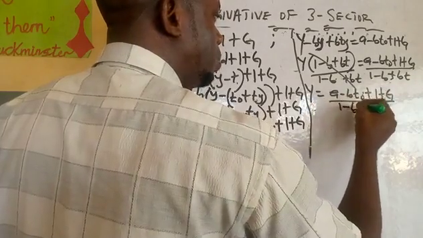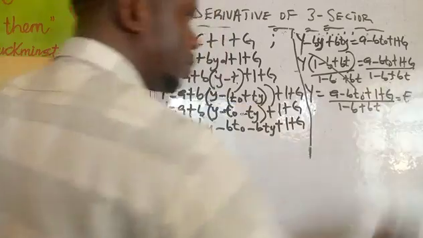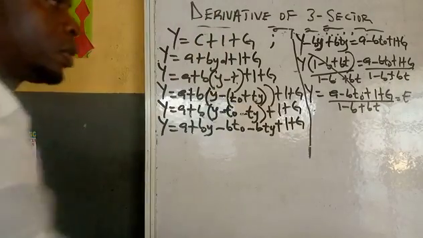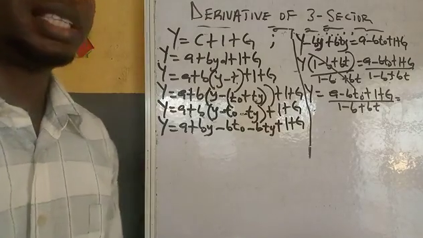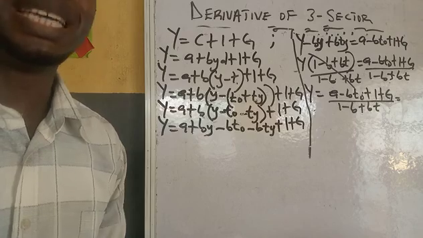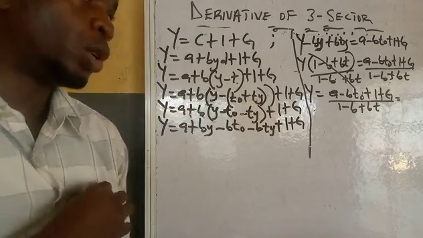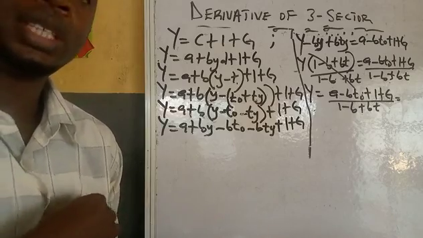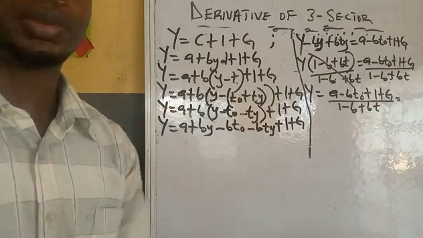over 1 minus b plus bt. This is my equilibrium. So if you are given a question, you are asked to find equilibrium, and the model you are dealing with is a model whereby T has its function, that is, tax is dependent on income, so this is the equilibrium you are going to use.